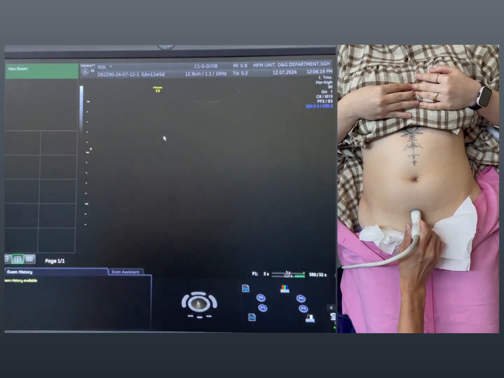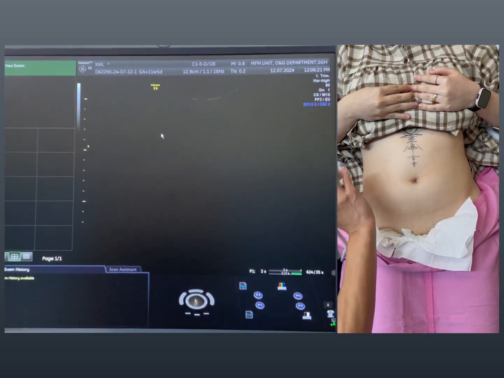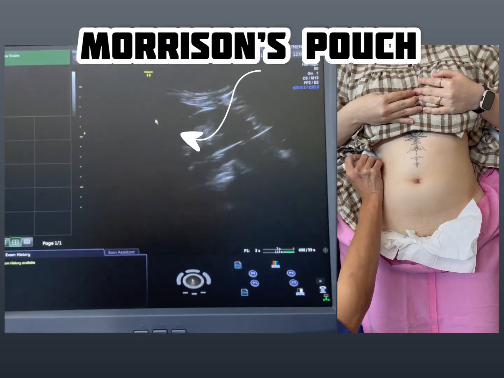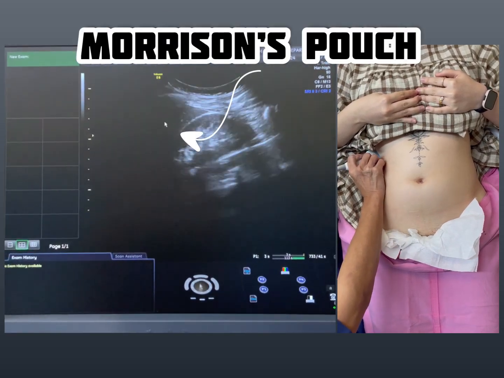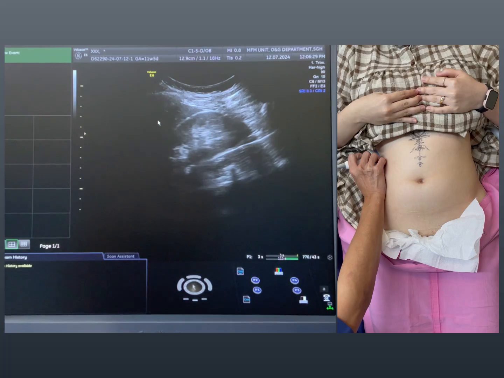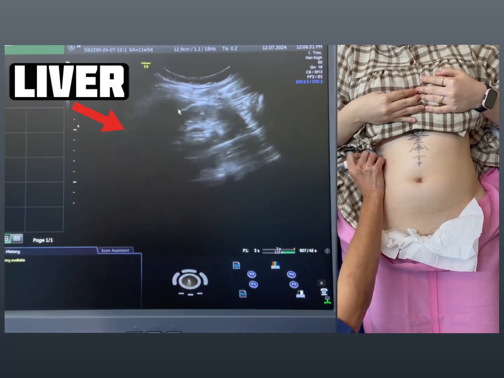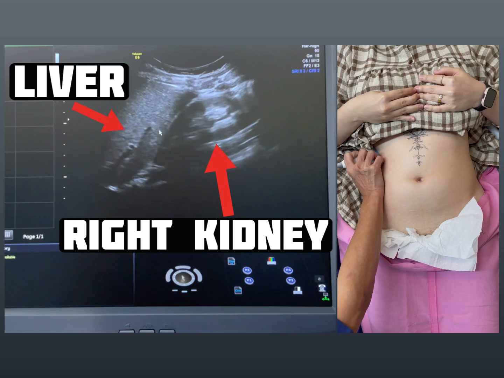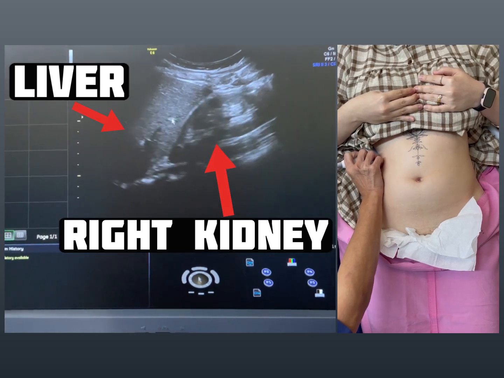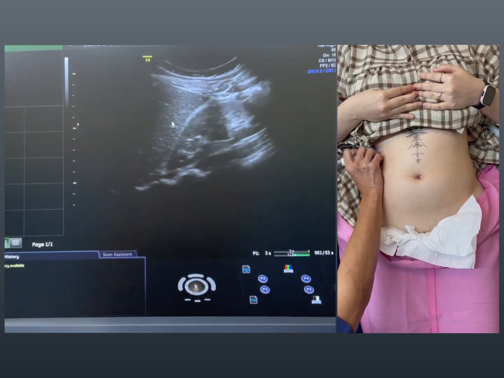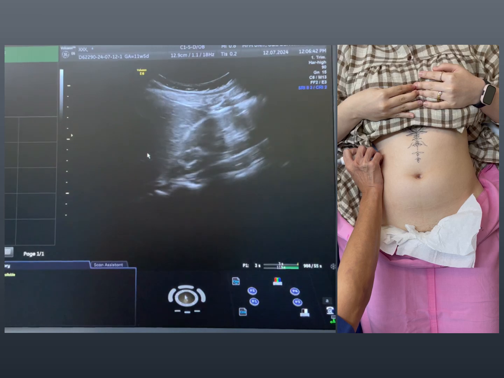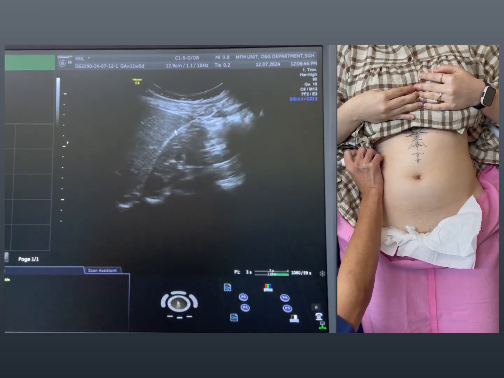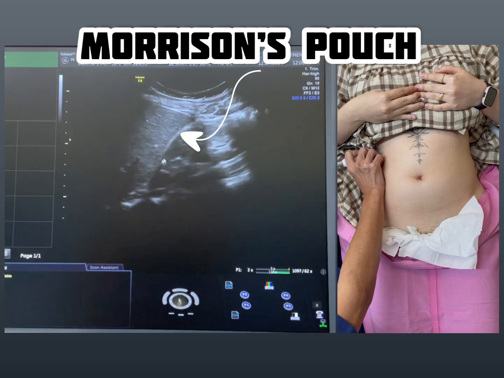Now you'll move on next to two important areas, over the Morrison's pouch here. So you might need to increase the gain. Now your guide is to look at the area between the liver and the kidney. Between the liver and the kidney. So if you see hypoechoic or anechoic area, that means that there is blood or fluid collection. So that's the kidney here, that's the liver, and that's the Morrison's pouch.